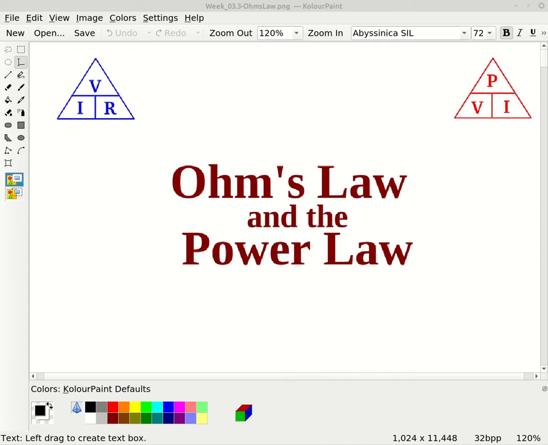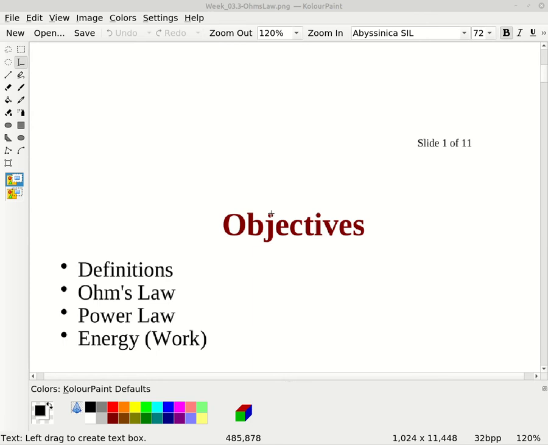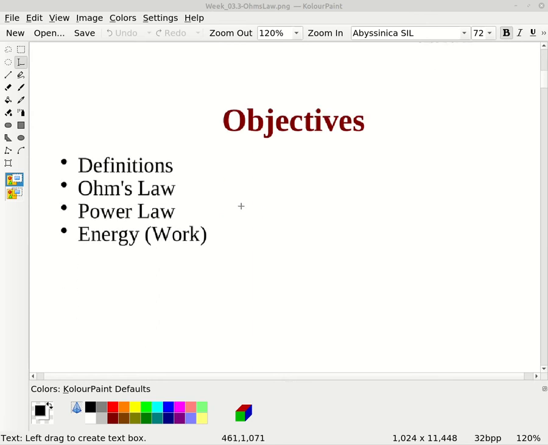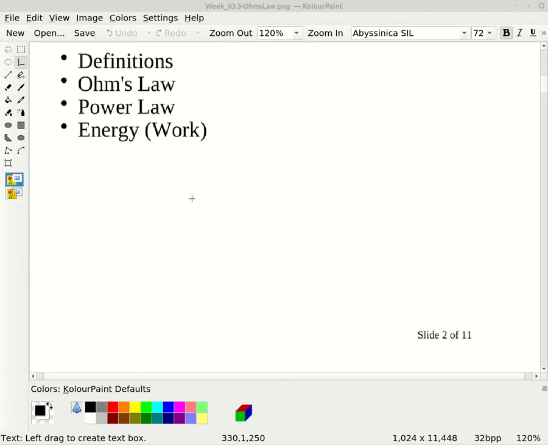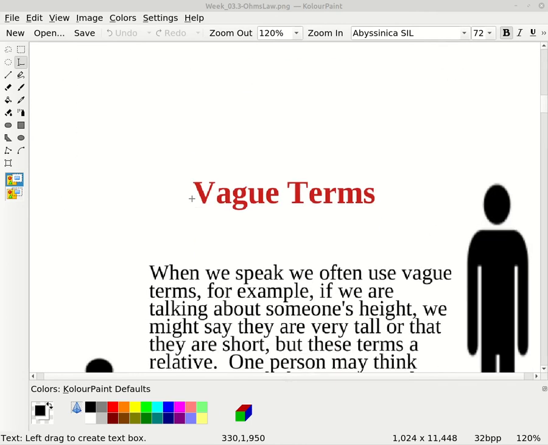This lecture is going to address Ohm's law and the power law. So first we'll look at some definitions, and then we'll look at both Ohm's law, the power law, and energy.